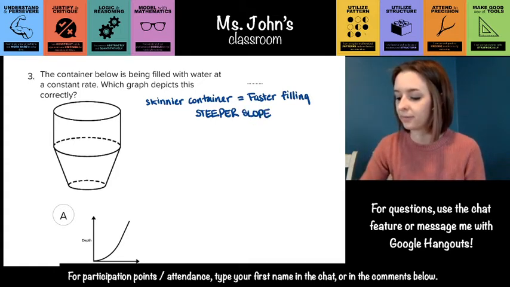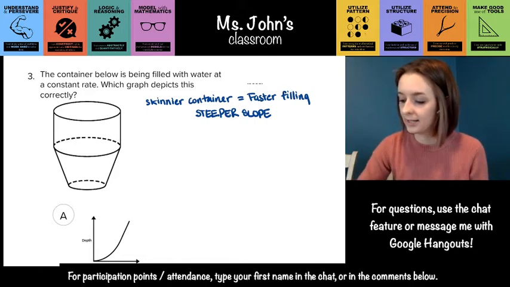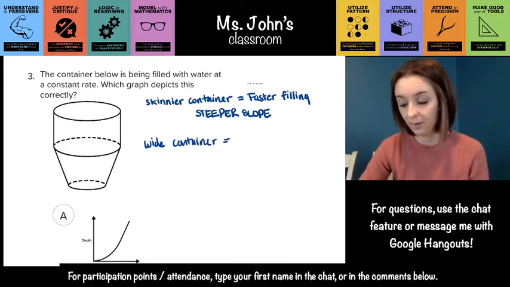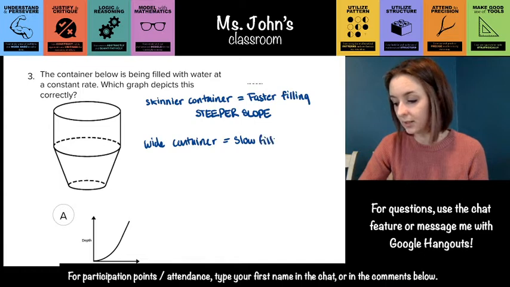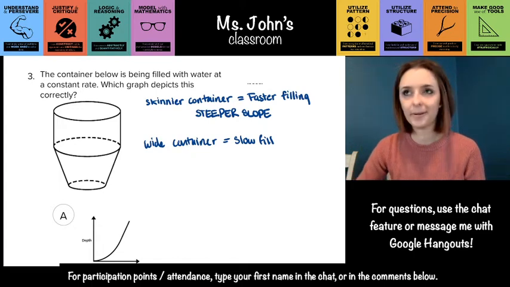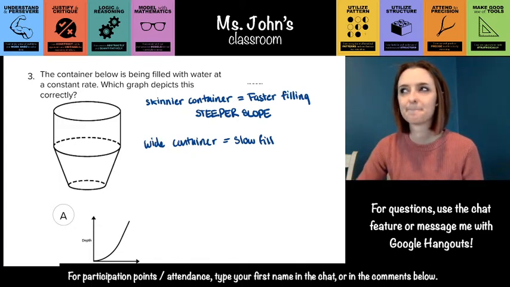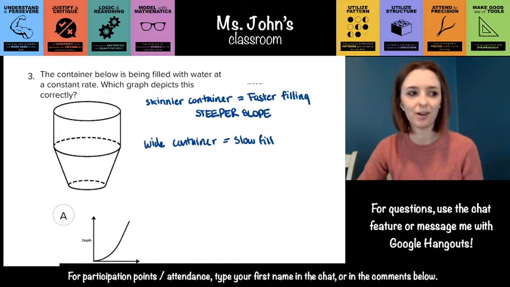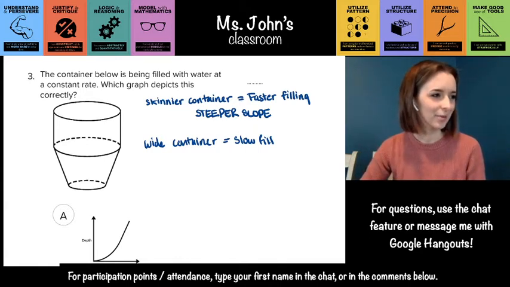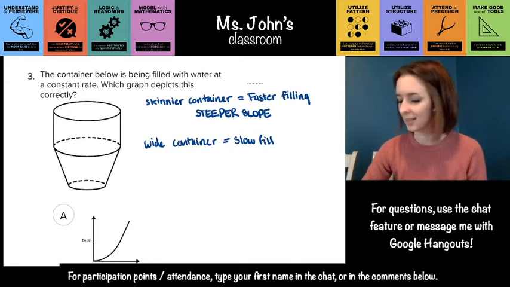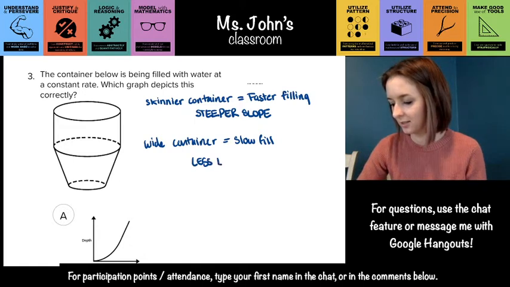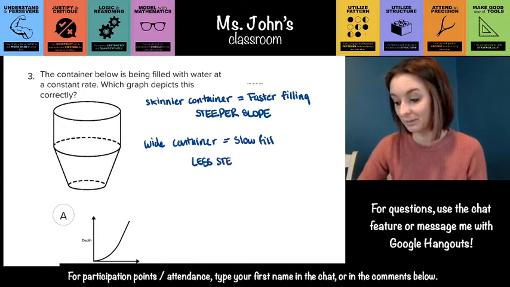A steeper slope. A wide container is exactly the opposite. It's going to be a slow fill, which means I guess it's not as steep a slope. What word? I've lost all of my words. I guess I'll just put less steep slope.